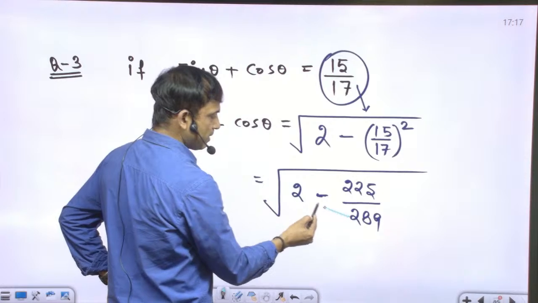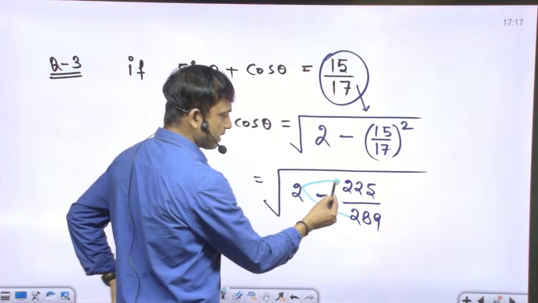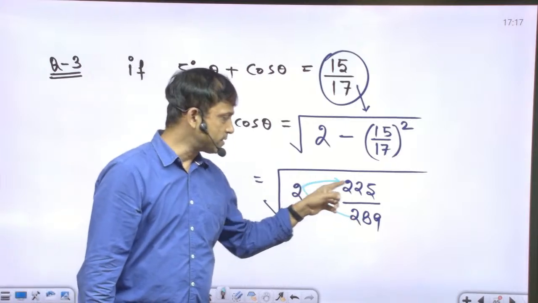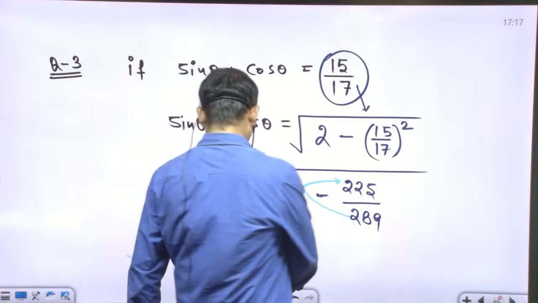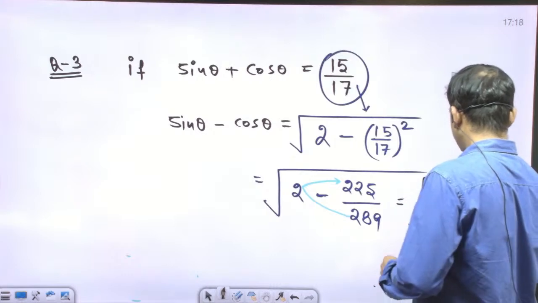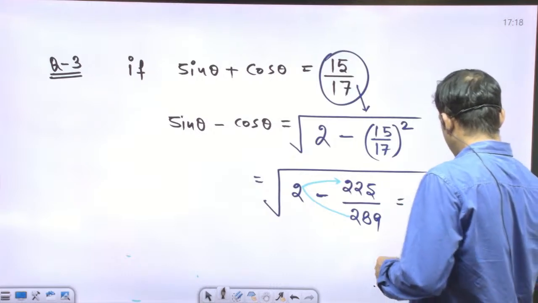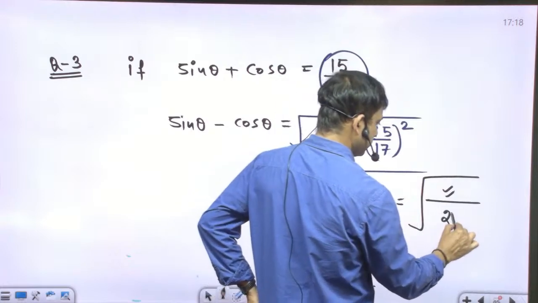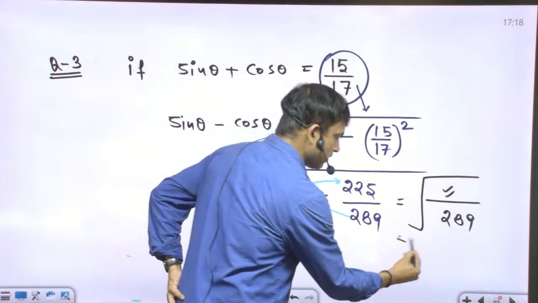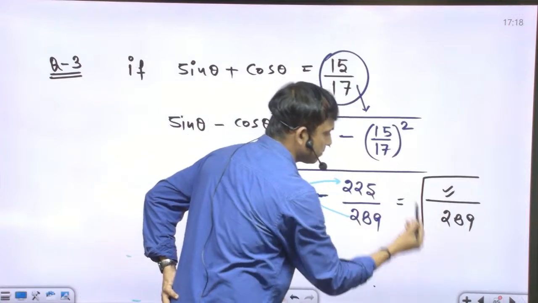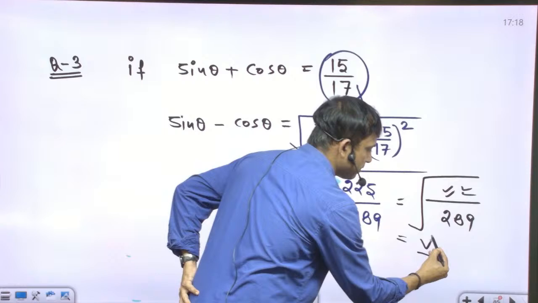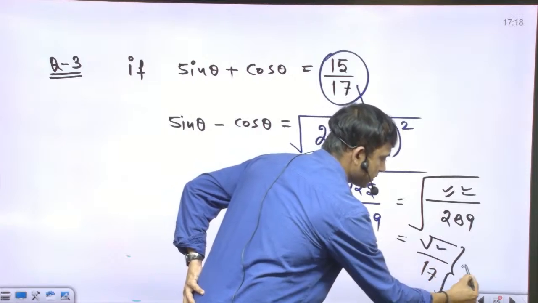Now multiply 289 by 2 and then subtract 225. Then your answer will be under root of this number, and in the denominator will be 89. Now 289 is the square of 17. Try to solve this question and write your answer. This will be your answer.